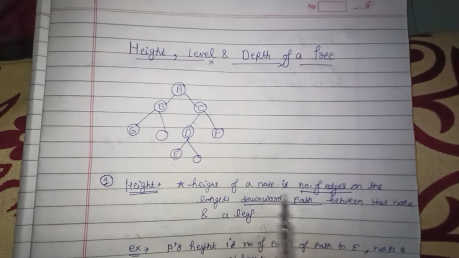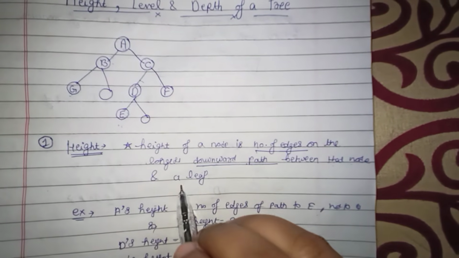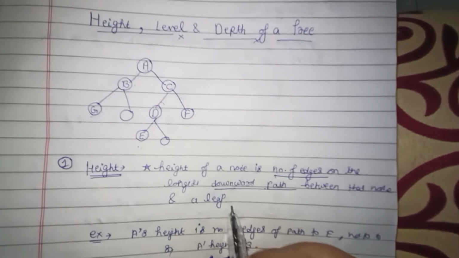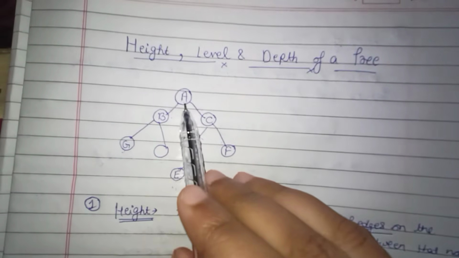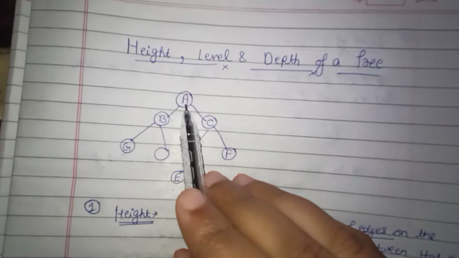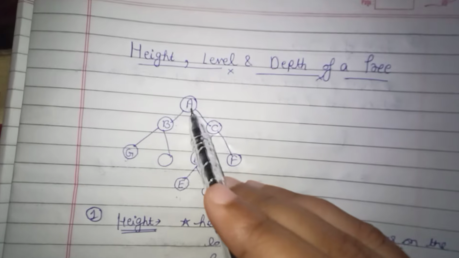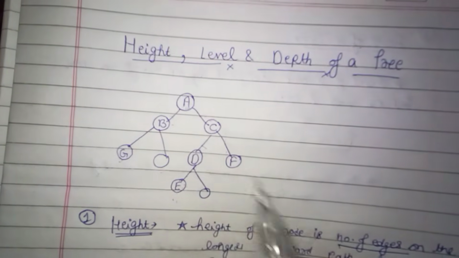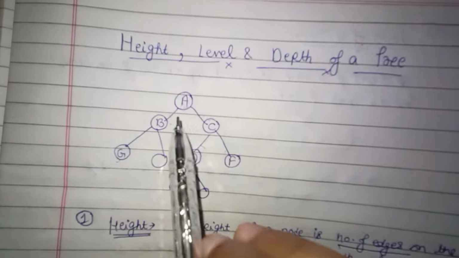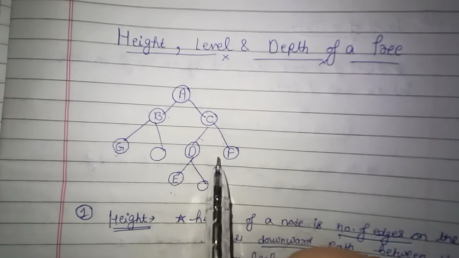So the height of a node is the number of edges on the longest downward path between that node and a leaf. So basically what it wants to say, for example, if you have to find the height of a node, what would you do? From A to the leaf nodes, you have to find the longest path, and the longest path would be the path that has the maximum number of edges.